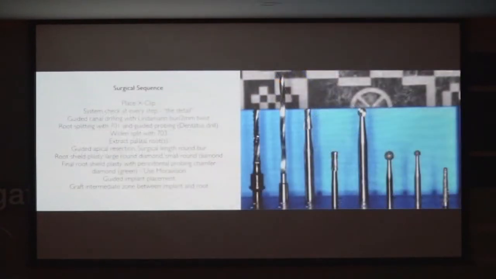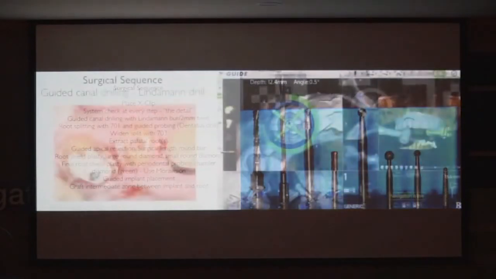I start with a Lindemann burr. This is a Dentatus drill. It's a long, skinny drill, and I use that as a probe to see where my lateral cuts go, so I don't cut through the periodontal ligament space laterally. And then I use this long, round burr to obliterate the apex, and these are used to plasty the remaining root and the top of the root. You want to take 1 millimeter off, so your remaining root is 1 millimeter below the soft tissue margin.